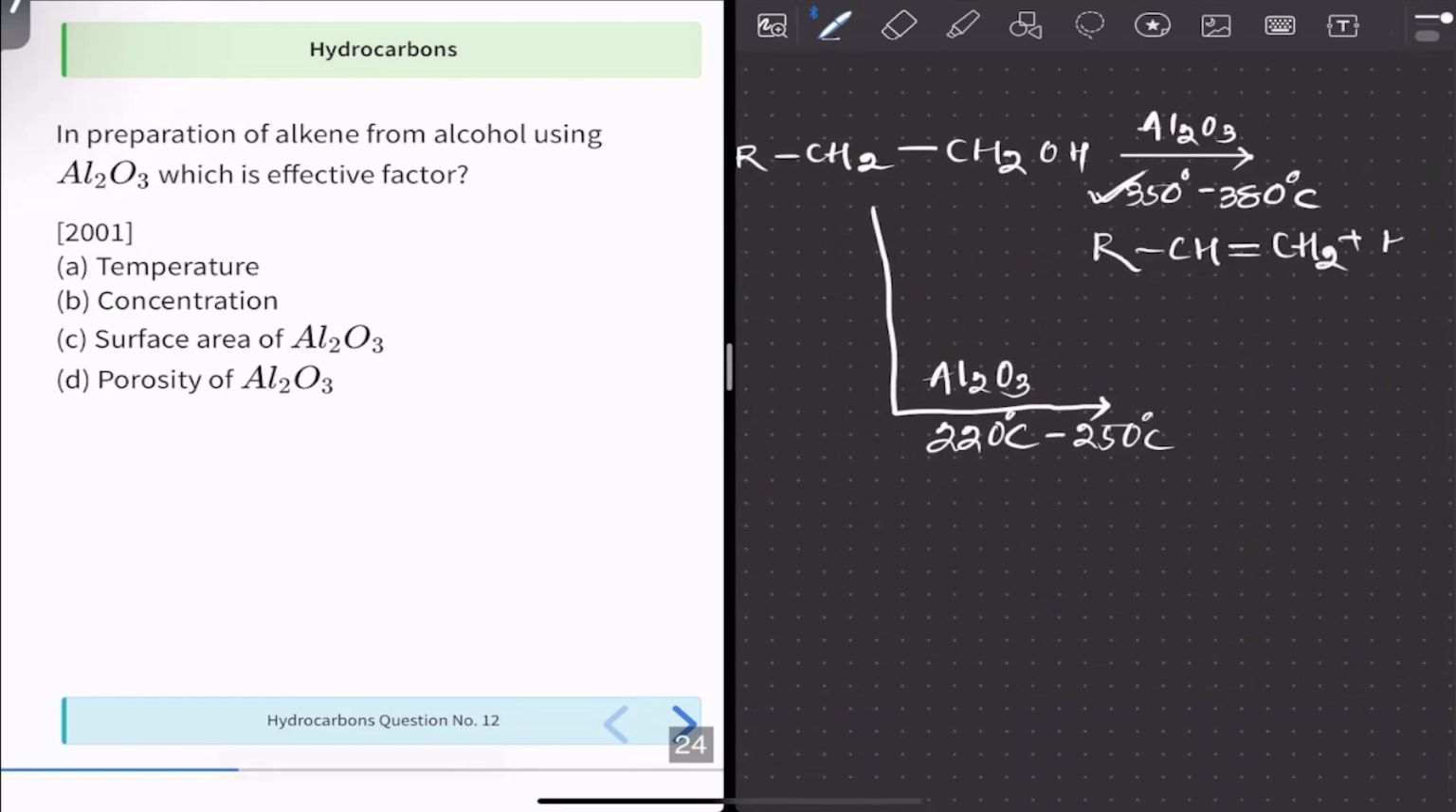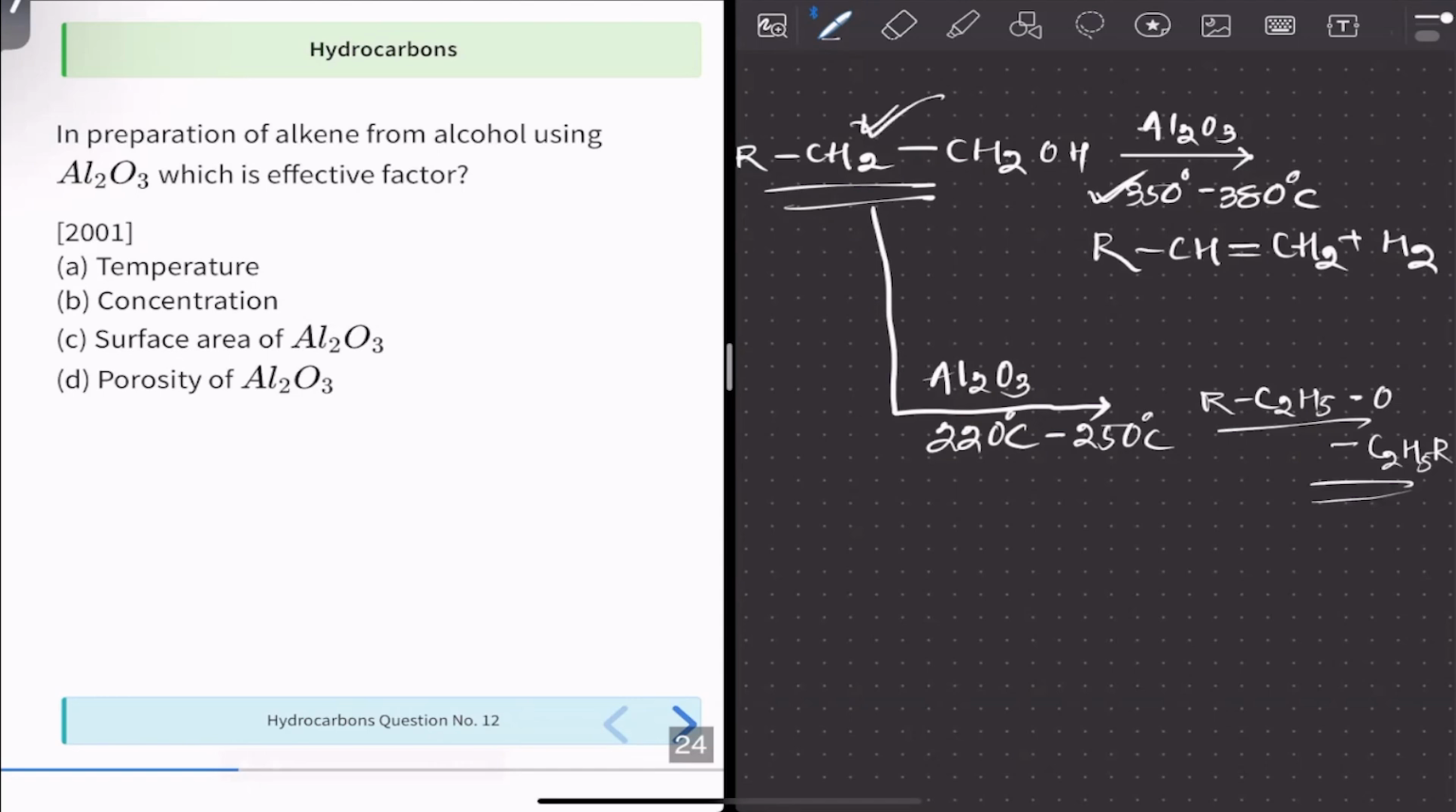But for a lower temperature range, from 220 degrees Celsius to 250 degrees Celsius, there will be a formation of ether. For this molecule, there will be formation of C2H5OC2H5. This ether will be found for this compound.